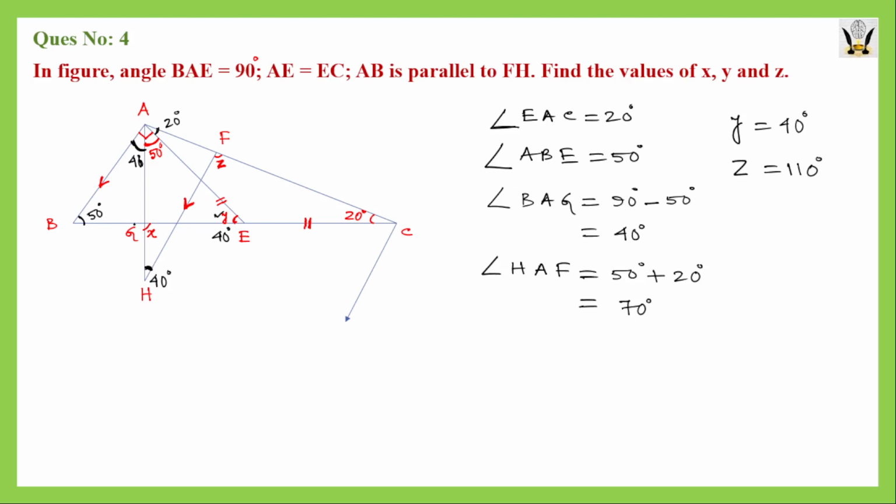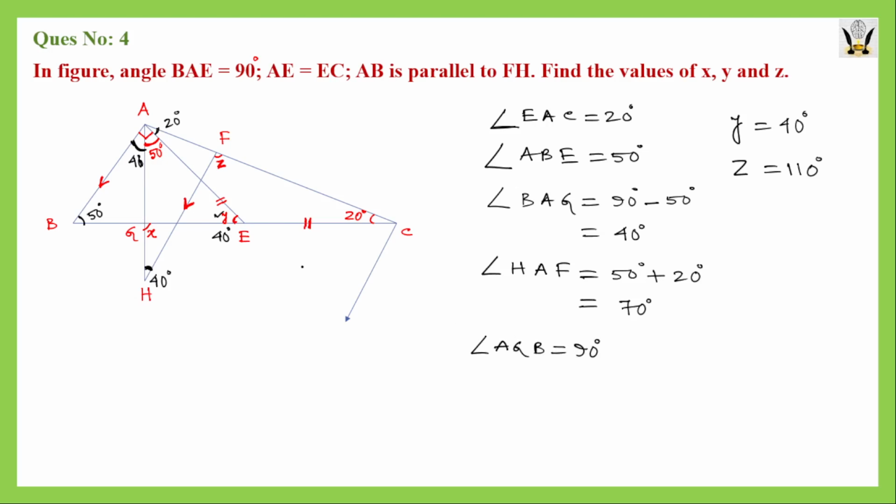Now in triangle ABG, as I said earlier, this angle will be 40 degrees, that we know, and this angle will be 50 degrees. So if we focus on this triangle ABG, then 40 degrees and 50 degrees make 90 degrees. That means the third angle, angle AGB, will also be 90 degrees.